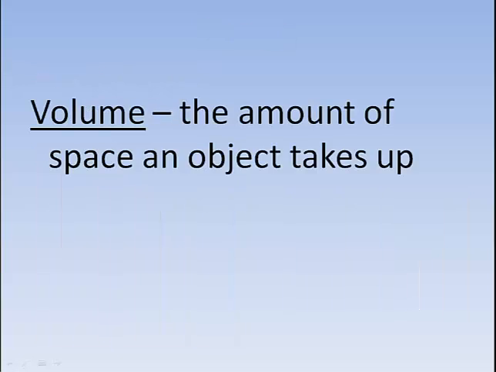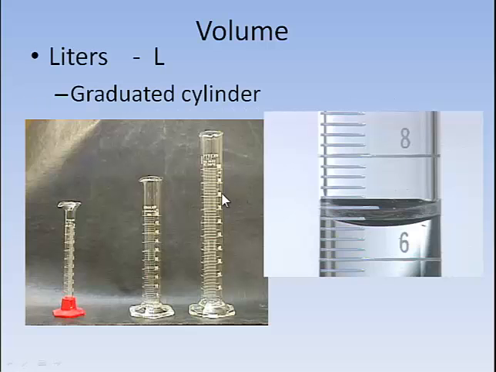Volume is the amount of space that an object takes up. And we use a graduated cylinder. They come in different sizes. Each size is appropriate for different amounts of liquid that we want to measure. Our unit is liters, and our symbol is a capital L.